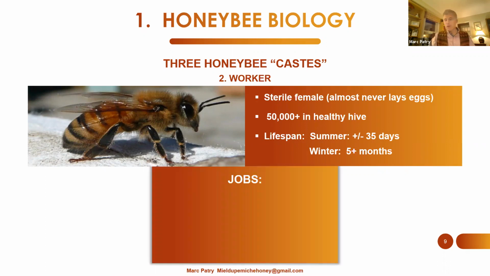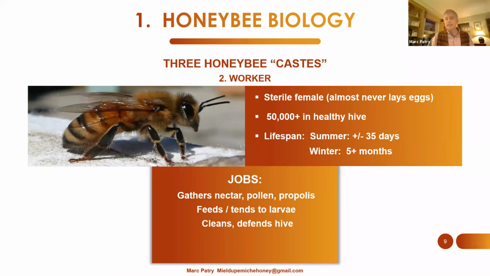So what does a worker bee do? A worker bee gathers nectar, pollen, and propolis. We'll talk about propolis a little later. The worker bee feeds and tends to larvae. In the hive there are almost always larvae needing to be fed. The worker bee cleans and defends the hive. It's important to keep it clean so there are no infections happening, no transmission of disease, but also to defend it.